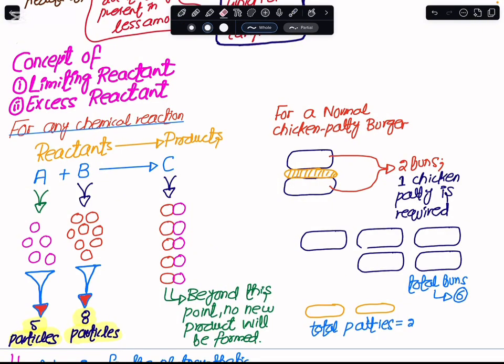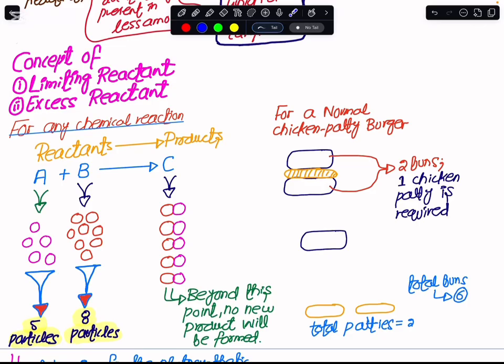And what I am supposed to do is, as time passes, keep on increasing the number of buns. So at this point, you see that the bun is one and the chicken patties are two. So ultimately, the chicken patties are in excess, and the burger bun is the limiting one with me.